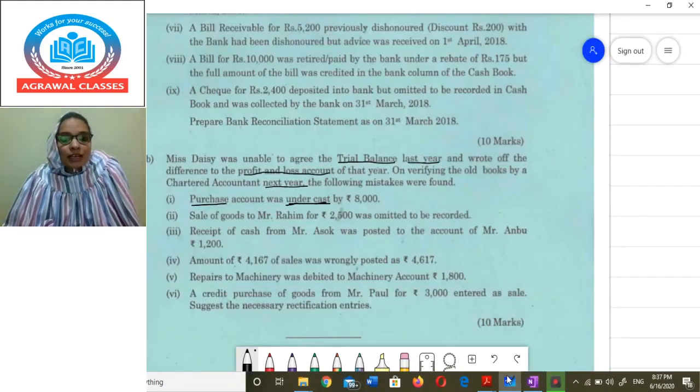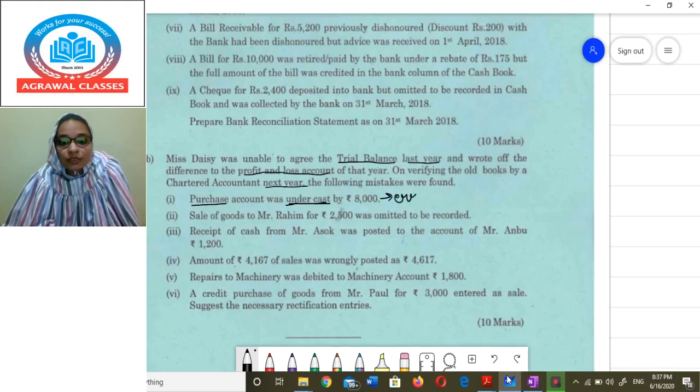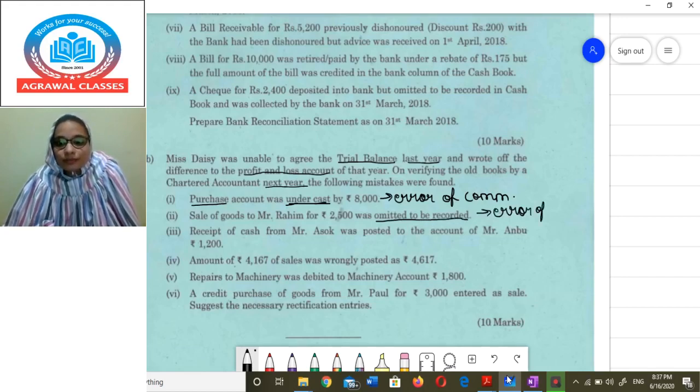Okay, sale of goods to Mr. Acha. Purchase account was undercast. Which type of error is this? This is clerical error, and this was error of commission. Okay. Sale of goods to Mr. Rahim for 2500 was omitted to be recorded. As the name suggests, omitted, this is error of omission first of all.